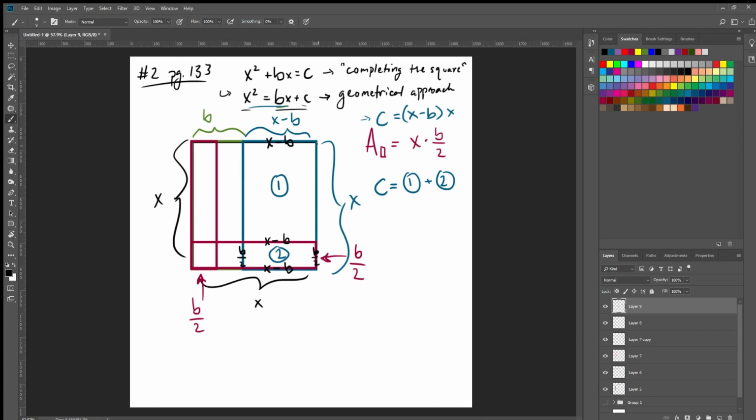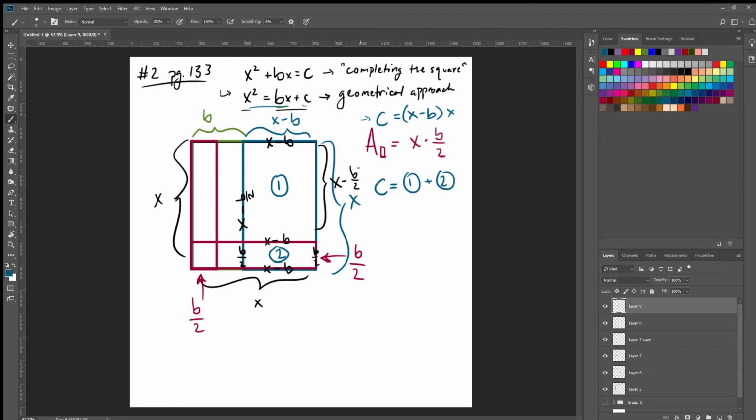And what about this one here, this bigger one? Well, since this entire thing is x, and the portion on the bottom is b over 2, this is just x minus b over 2. So that means this thing is x minus b over 2.